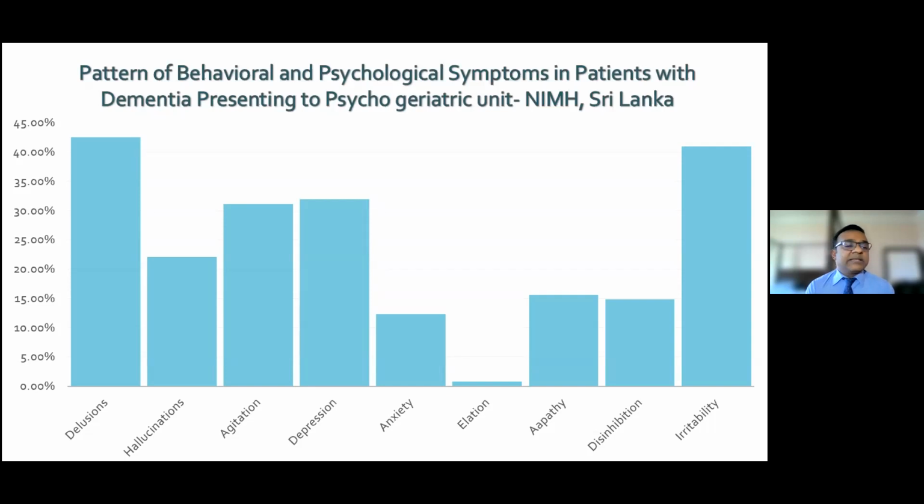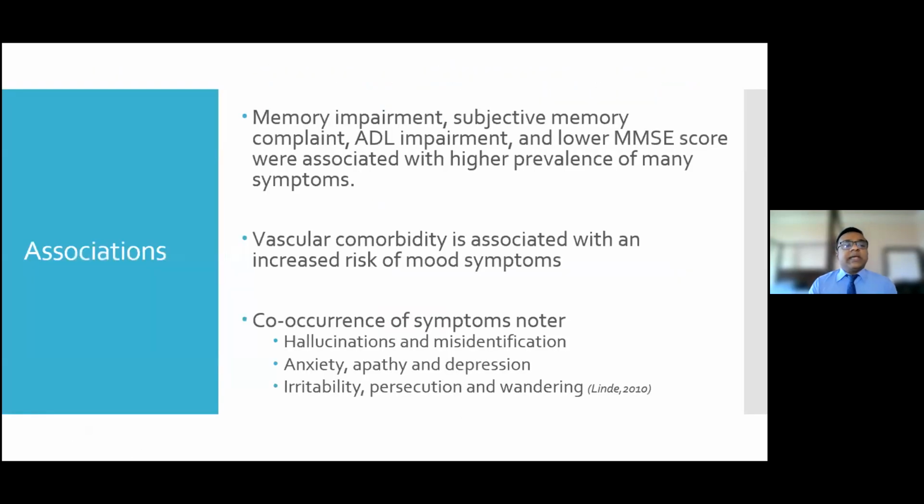Dyskinesia, irritability, all the symptoms that are usually seen in the other part of the world are also seen in our countries and admissions. Then associations are very interesting. You can see the memory impairment, subject impairment has a higher prevalence of symptoms. And vascular morbidity is associated with the increase of other mood symptoms, right? And co-occurrence of symptoms also noted.